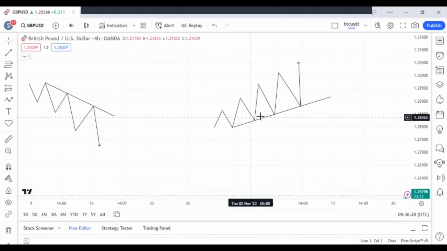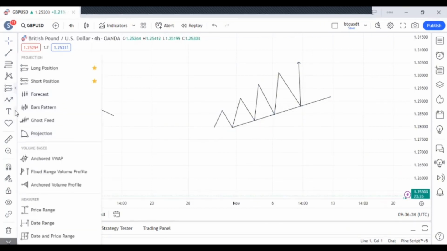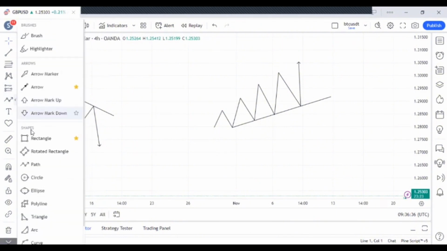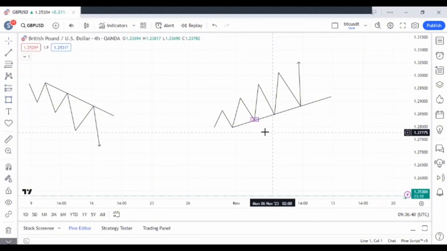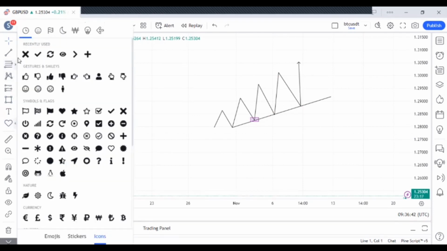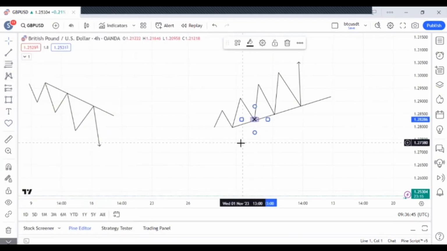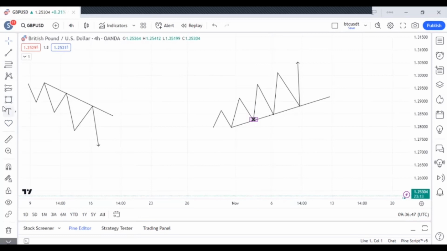So we don't trade on the second bounce, which means we are not allowed to trade from this point. We are not allowed to trade from that point. We are only allowed to trade from the what? From the third bounce.